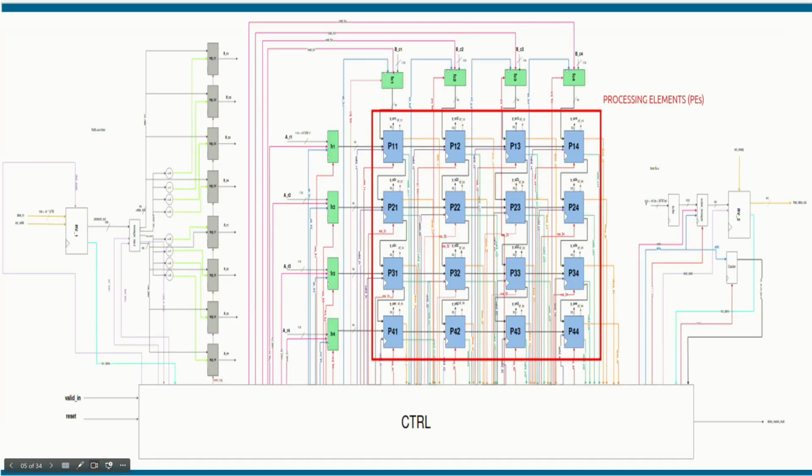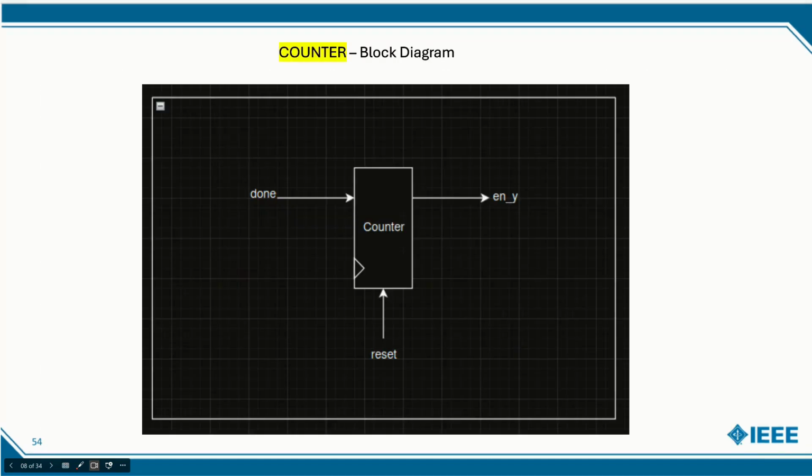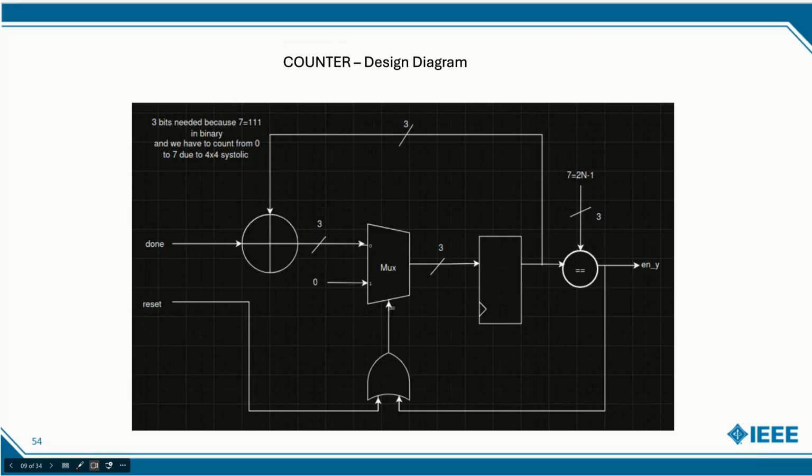You can see we have a MAC unit inside it, which will leave 32 bits of fixed point output, which will be stored in Y out, and we have our counter as well, which will leave a valid out signal. The counter will take the done signal from the MAC unit and a valid out signal. I have named it enable 1. For a 4x4 systolic, it will count 8 times from 0 to 7.